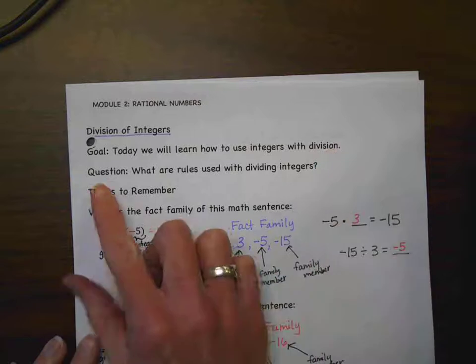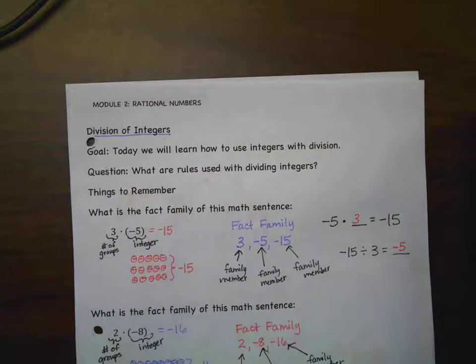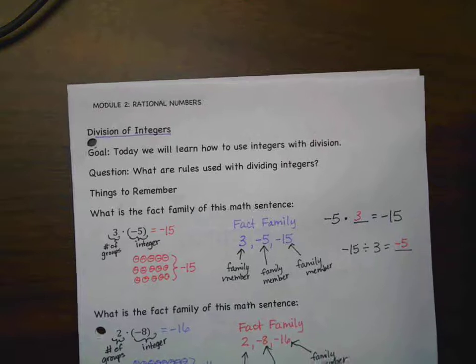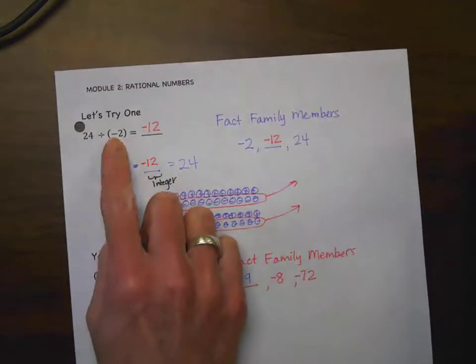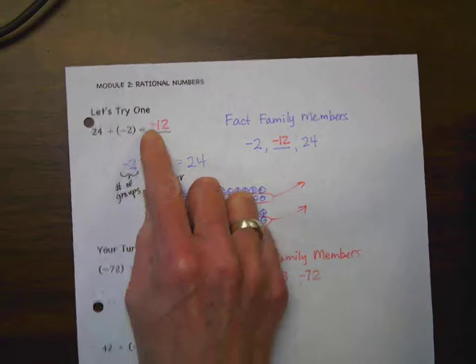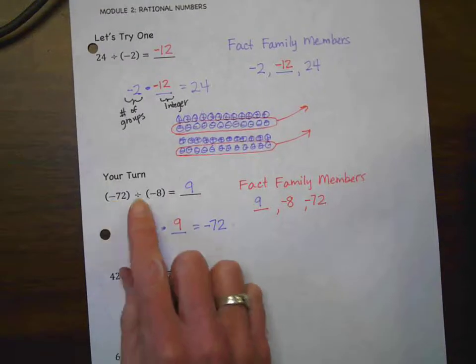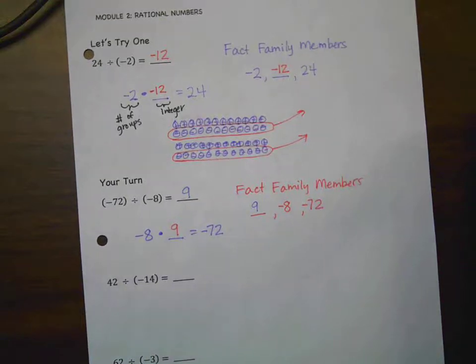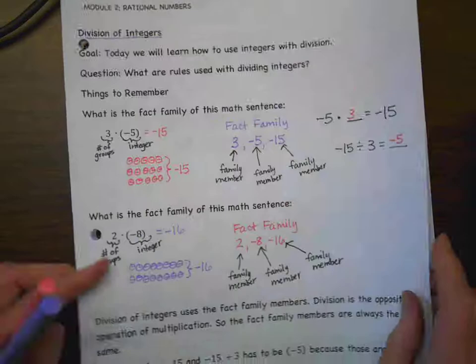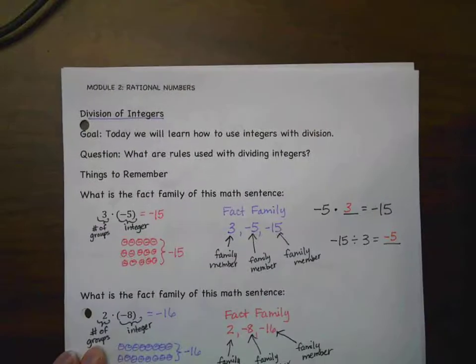Okay? So going back to our goal for today's lesson, today we will learn how to use integers with division. We're going to spend some time on this, so don't freak out about it. What are the rules used with dividing integers? Well, let's look. It says if you have a positive divided by a negative, your answer is negative. However, if you have a negative divided by a negative, your answer is positive. That's something to think about and something to remember.